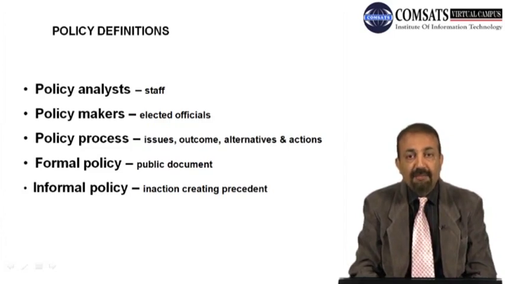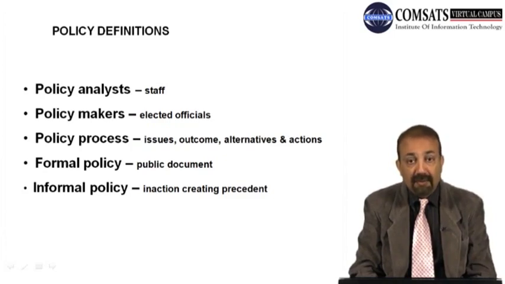Then as far as the process of policy making is concerned, it will keep in its main focus different issues, the outcomes of those issues, and the alternatives and actions regarding that particular public policy. Then, as I told you before in my previous lectures, there are basically two types of policies, formal policy and informal policy. Formal policy would be the public document, and as far as informal policy is concerned, it would be in action creating precedents.